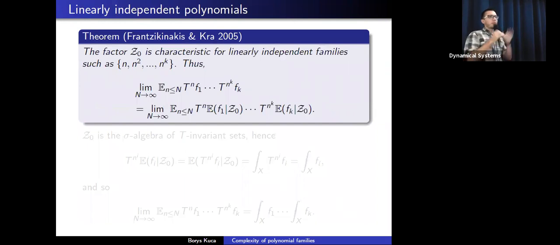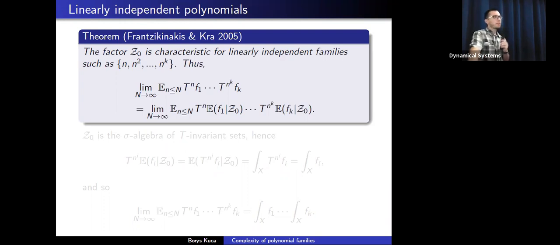There have been several results in the direction described above. I'll just focus on one of them. In 2005, Frantzikinakis and Kra answered the question given on the previous slide for families of linearly independent polynomials. The most natural example of such families are just subsequent powers of n: n squared, n cubed, etc. What they showed is that the factor Z_0 is characteristic for this family, which once again means that the following L2 limits are the same.